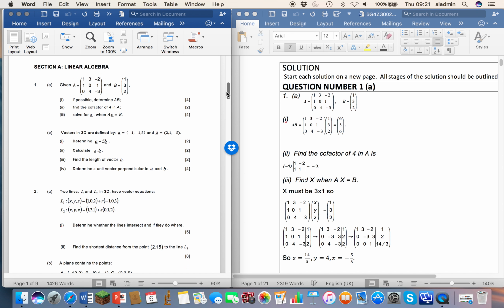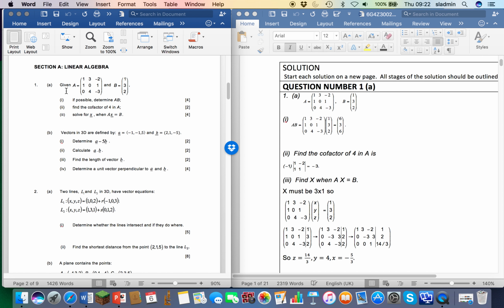So the first 4 questions are on linear algebra. First of all, we'll cover question number 1. The first part, question 1a, is concerned with matrices and 1b is concerned with vectors. So the solution is over here on the right.